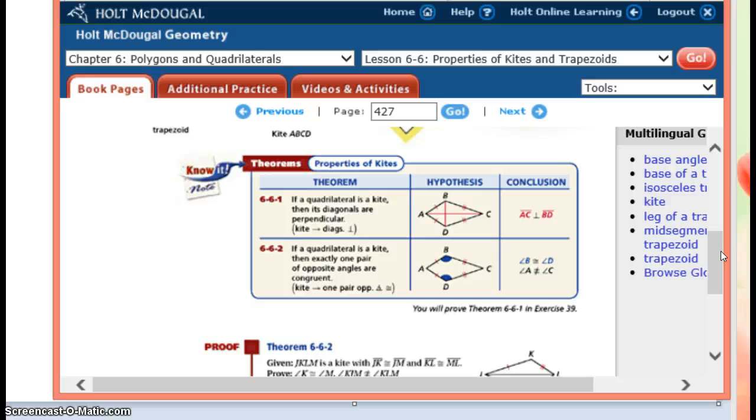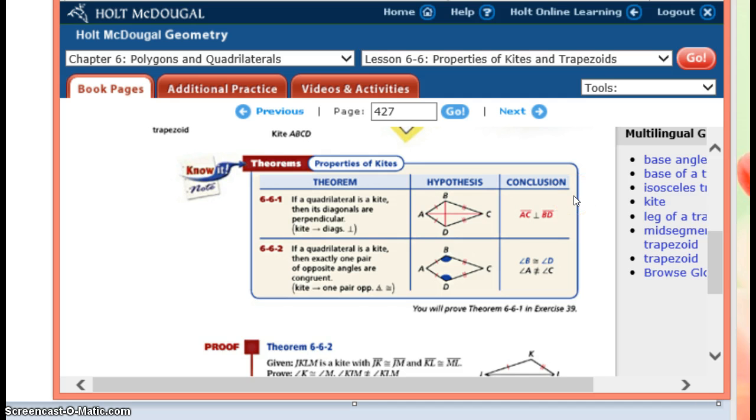Okay, the first theorem. If a quadrilateral is a kite, then its diagonals are perpendicular. This one's pretty simple. If it is a kite, then the diagonals will form a perpendicular intersection right around here. It's going to have 90-degree angles attached to it, and this will always happen. If it is a kite, it will always have perpendicular diagonals.